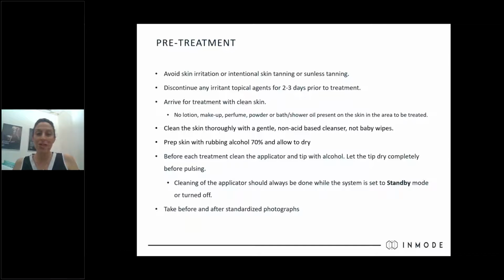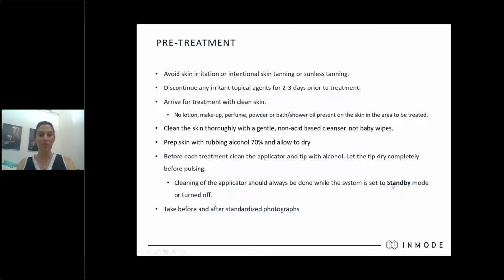Another thing, here it says before each treatment clean your applicator. If you ask me, it's better practice to do that after every treatment. So immediately after every treatment, I clean my applicators from all gel remnants and wipe them with alcohol. But if it's a big clinic, and you have different therapists using your system and applicators, it's good practice to instruct your therapists to just wipe them with alcohol prior to the treatment.